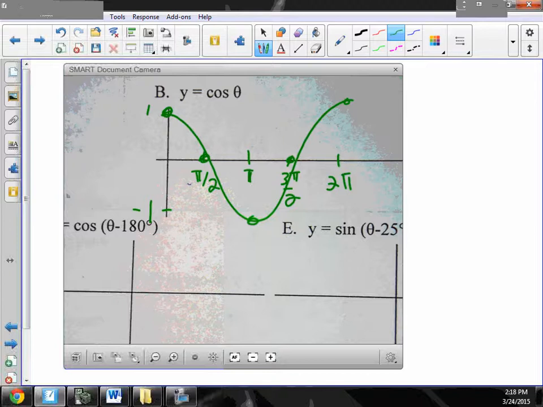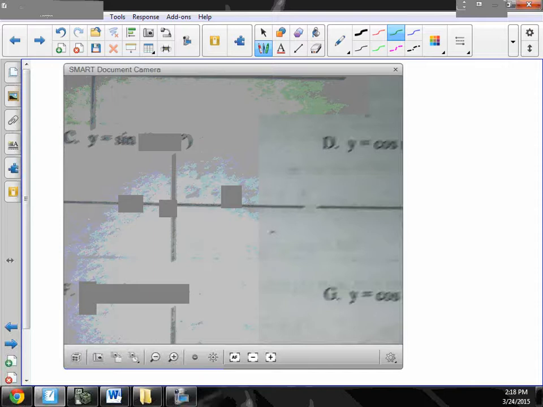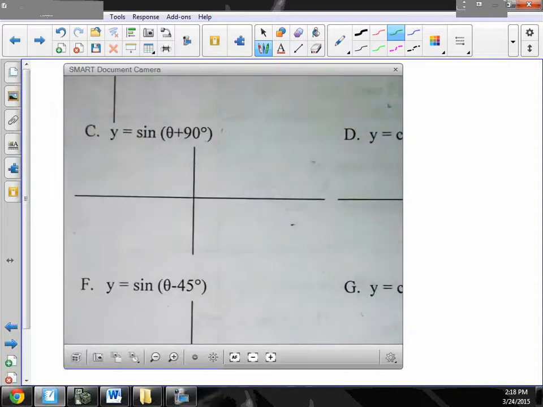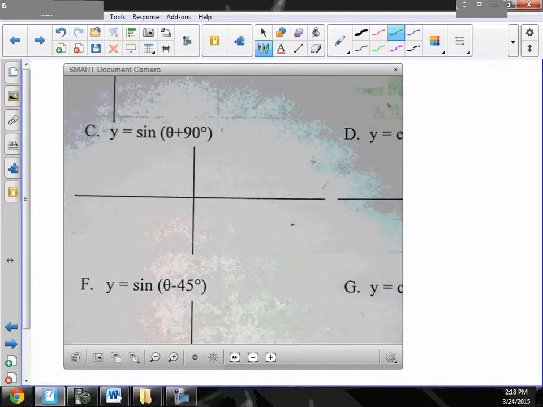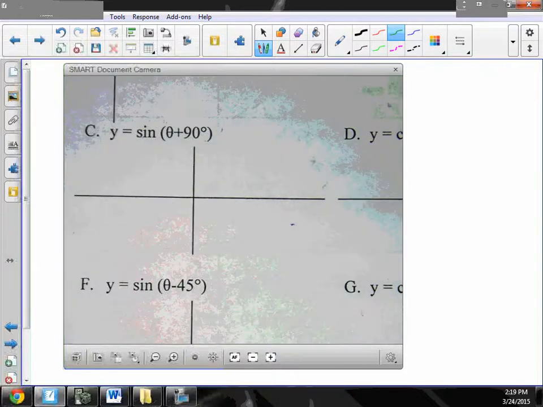Okay? Now, if you look at letter C, the sine of theta plus 90. If we change the horizontal axis, everything works backwards from what you would expect. If you're changing the y-axis, multiplying stretches, adding goes up, subtracting goes down. Everything on the horizontal axis is backwards. Multiplying makes it thinner. Adding goes left, and subtracting goes right.